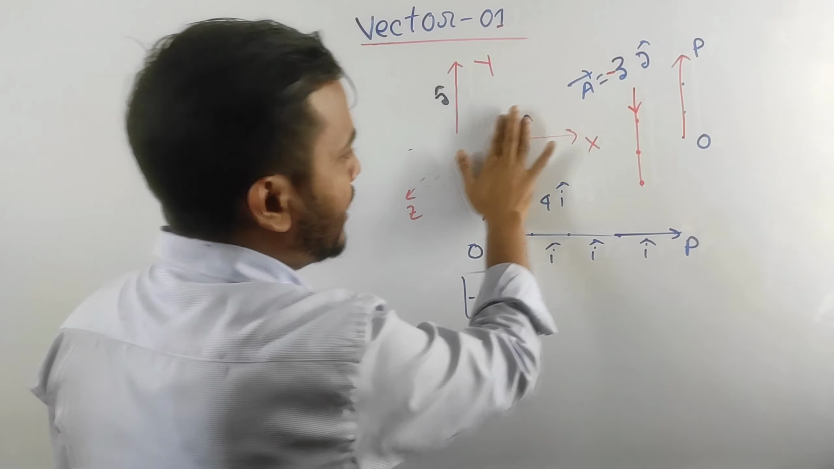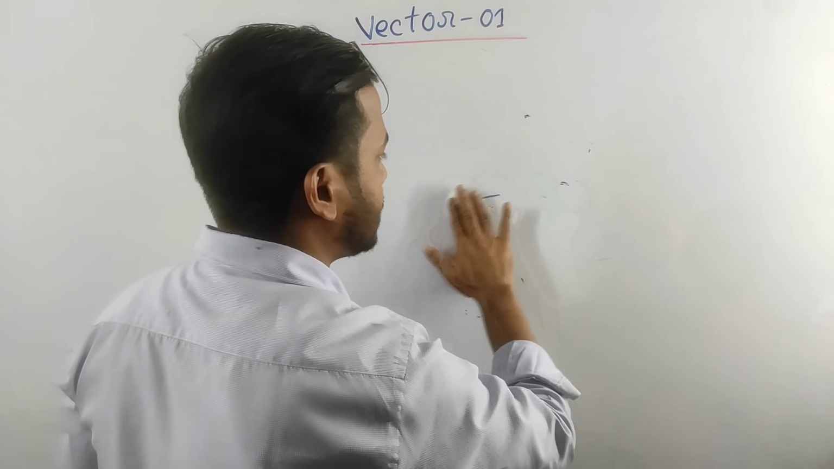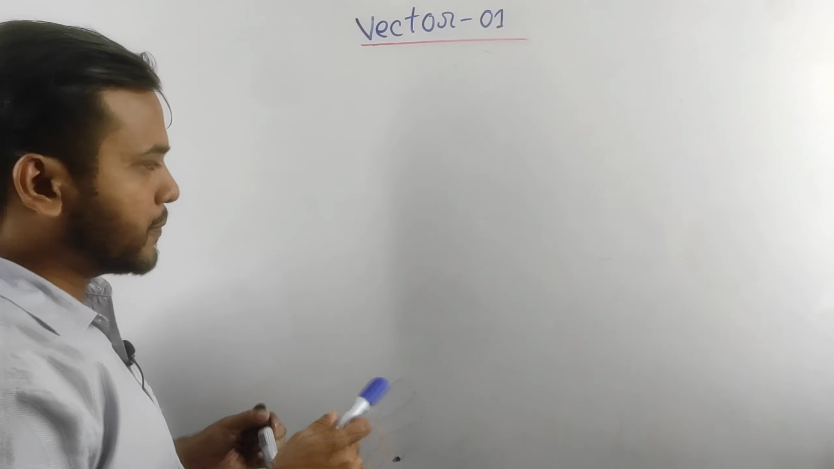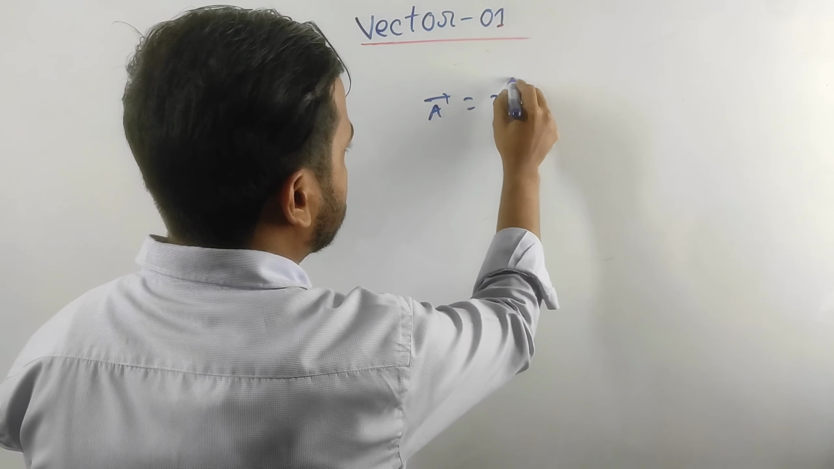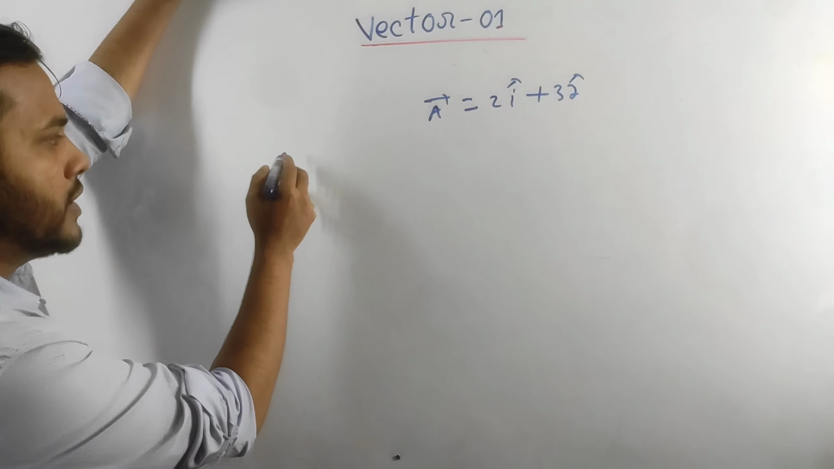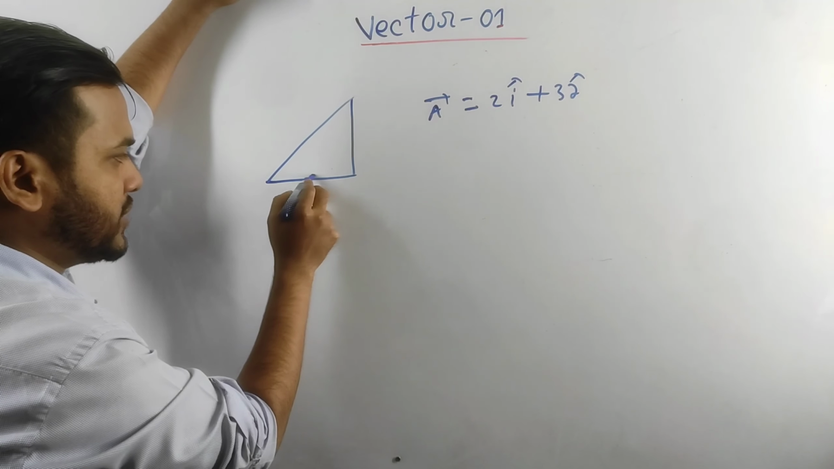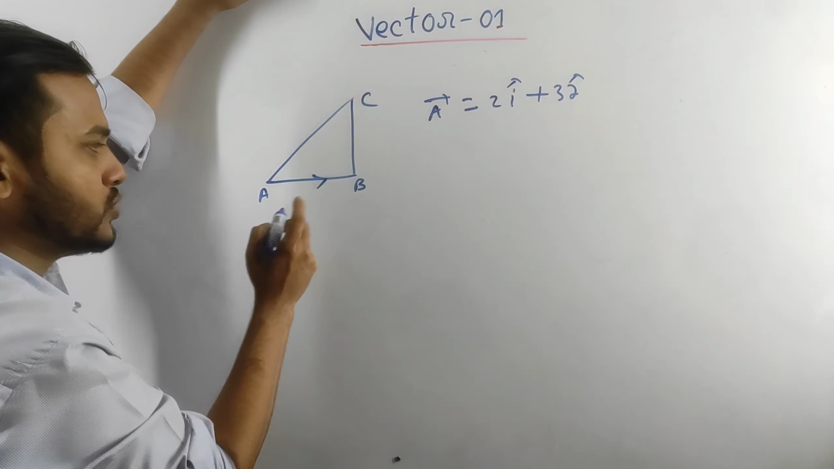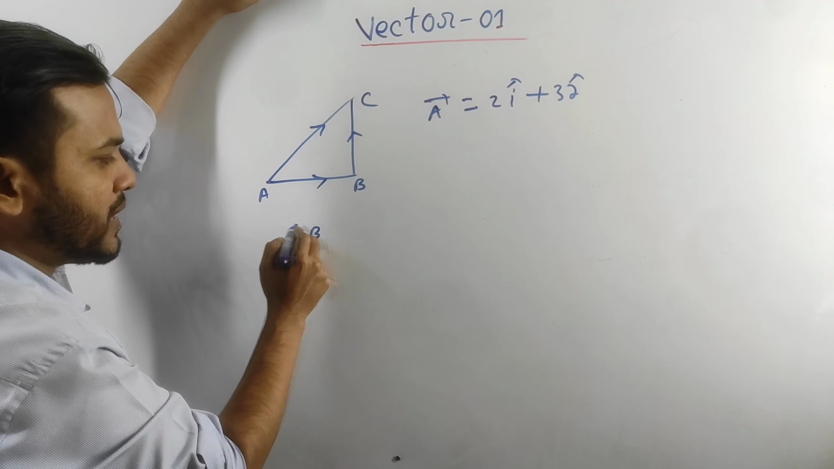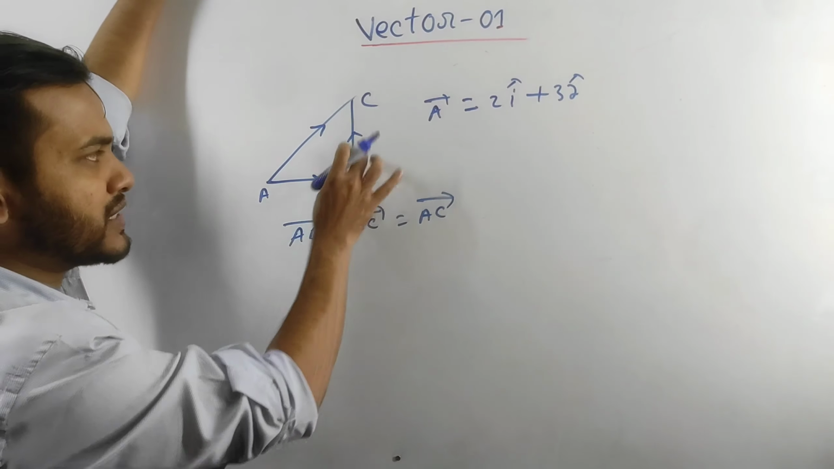Now we will learn about 2-dimensional vectors. Suppose you are learning about a vector equal to 2 i cap plus 3 j cap. What do you mean by it? For this purpose we should learn about the vector addition law. What is the vector addition law? Suppose your displacement is from A to B and B to C. Then you can say AB vector plus BC vector equals AC vector. What do you mean by it? AB vector plus BC vector equals AC vector.